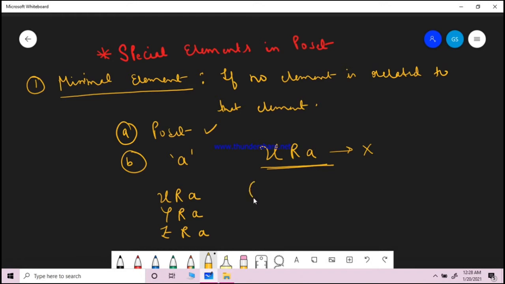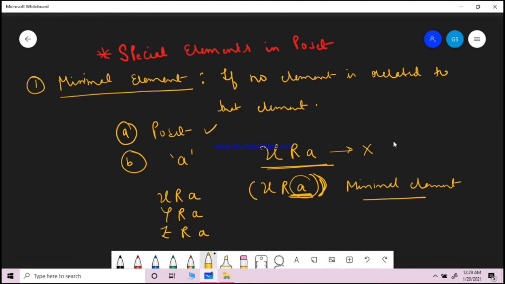So if an element is minimal, you can simply see when you create the relation set that this A will never appear on this side, it never appears on the right hand side. If the condition is that an element never appears on the right hand side, you can simply say that this is the minimal element of the POSET.